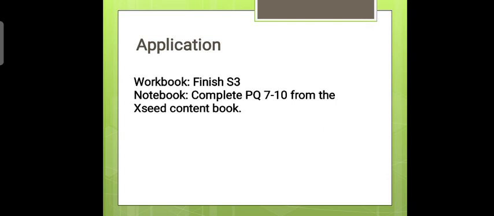Children, what did we learn in this LP? We saw exothermic and endothermic changes, and we saw contraction and expansion. Now, you have to finish your S3 of the volume book based on today's learning, and you have to complete your practice questions from 7 to 10 from the Exceed content book.